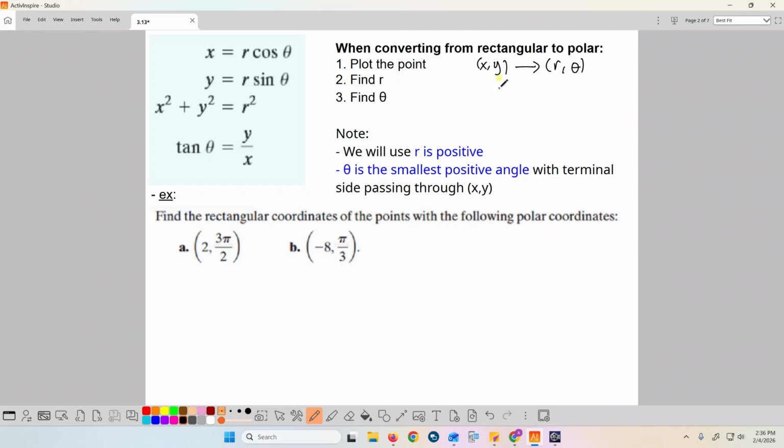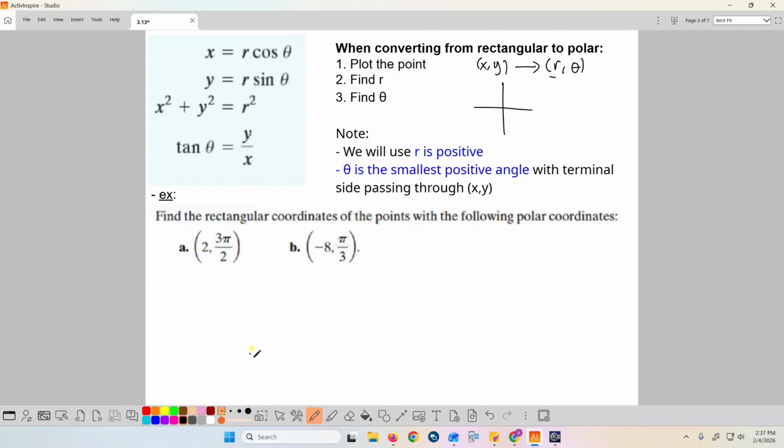First step is usually to plot your point. The most important reason that we plot the point is so that we can figure out what quadrant we're working with. Next step is to find r, and then the last step is to find theta. That's why I like to have my students plot the point. It makes finding theta a little bit easier. R could be tricky sometimes, so we'll use the positive value for r. Theta is usually going to be the smallest positive angle with the terminal side passing through our point x, y.